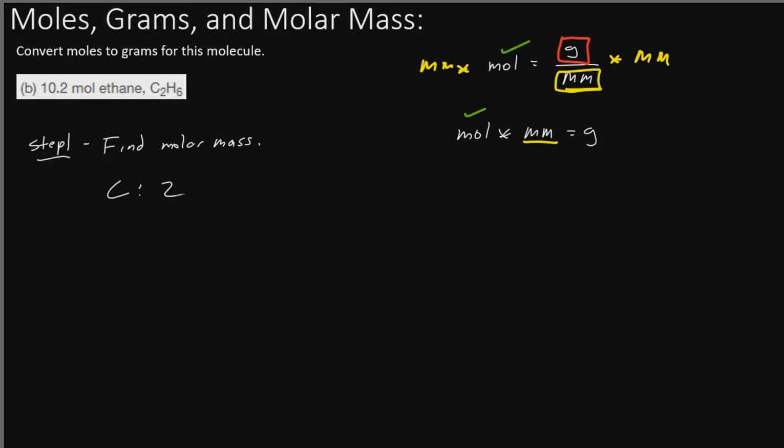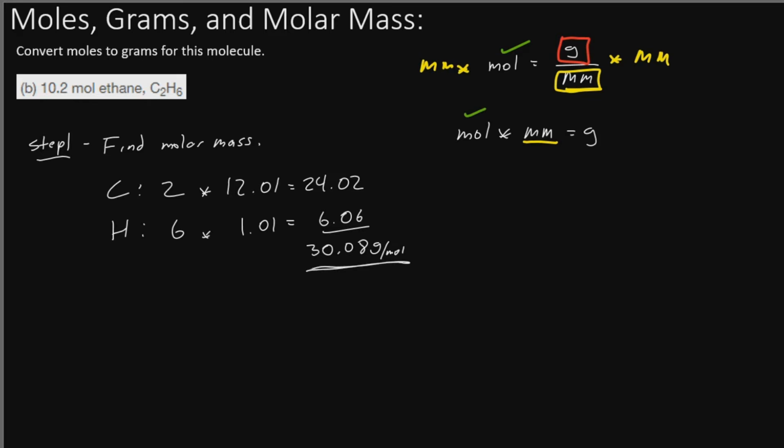For carbon, we have 2, and for hydrogen, we have 6. On the periodic table, carbon is 12.01 grams per mole. Hydrogen is 1.01 grams per mole. Now we multiply 2 times 12.01 to get 24.02. For hydrogen, we multiply 6 times 1.01 to get 6.06. We add them together, and we get 30.08 grams per mole. This will go in the molar mass position.